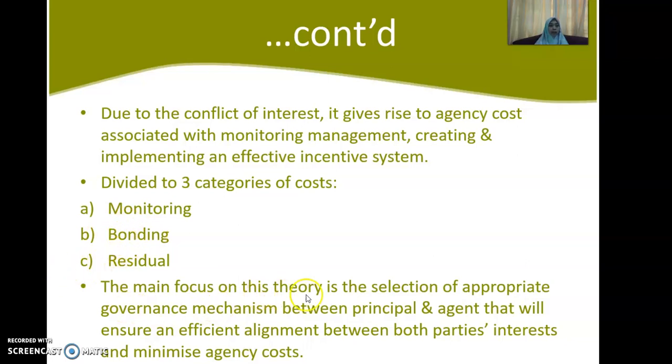The main focus of this theory is the selection of an appropriate governance mechanism between the principal and agent. That will ensure an efficient alignment between both parties' interests. You want to make sure that you align the interests between the principal and the agent. At the same time, when you talk about cost, of course, you want to minimize the cost. You don't want the cost to increase. So you want to minimize this cost, which is known as the agency cost: the monitoring, bonding, and residual cost. Okay, with that, I thank you.